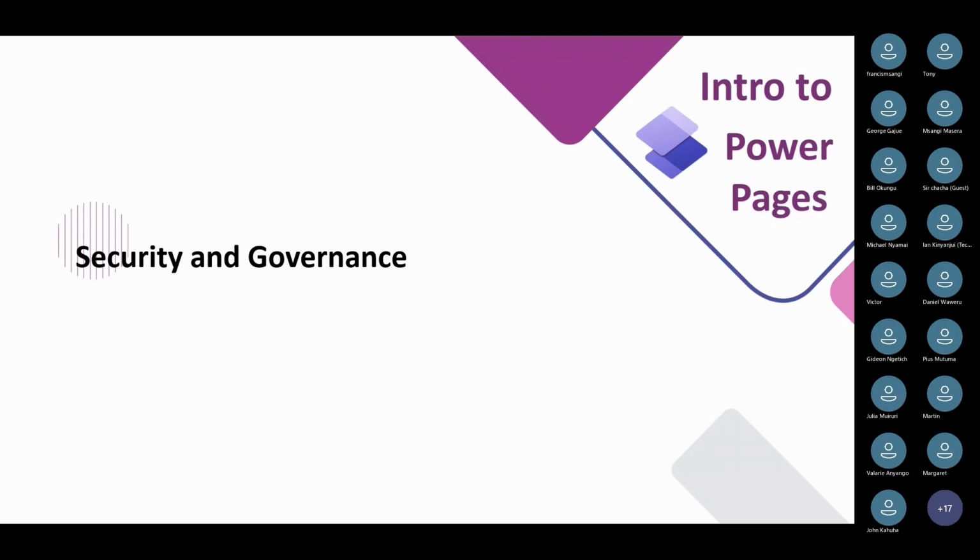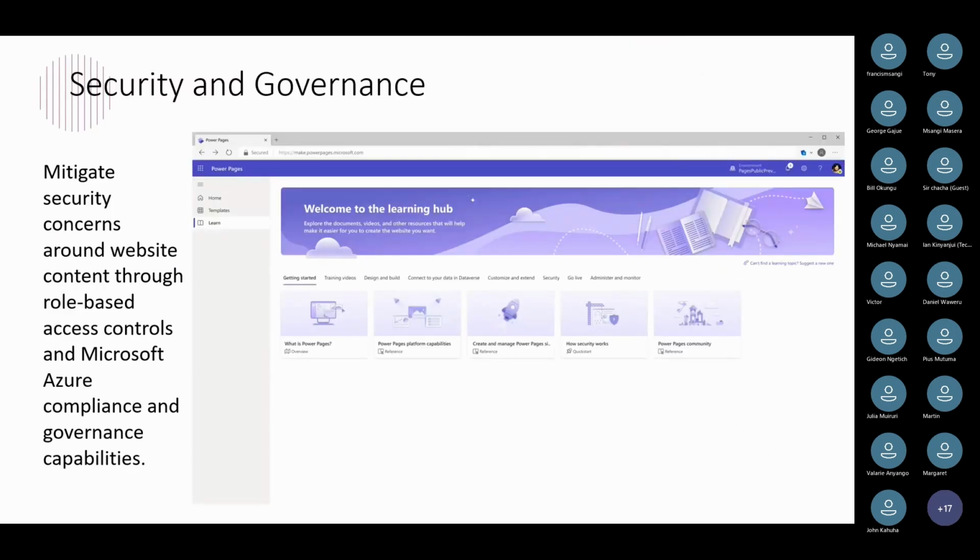Okay, the security and the governance. This one is easy to protect data and mitigate security concerns around website content through role-based access control and Microsoft Azure compliance and governance capabilities. So if someone is working on the website and you may not like that person to view some of the data, you know how to give access to that person.